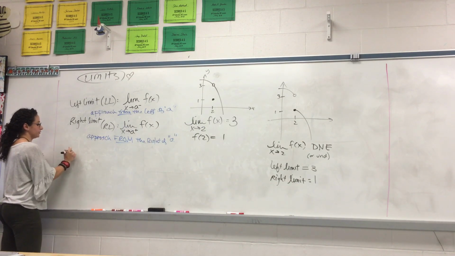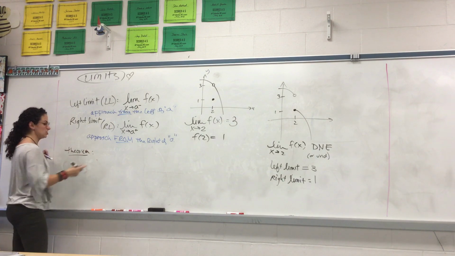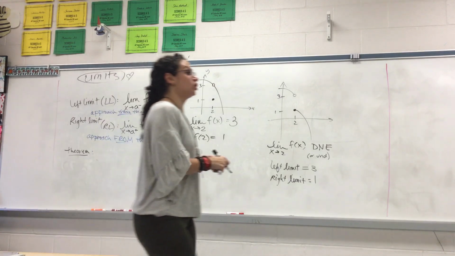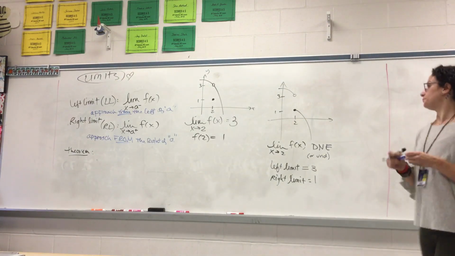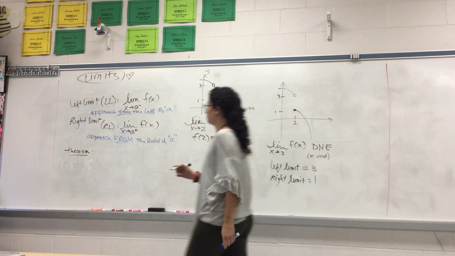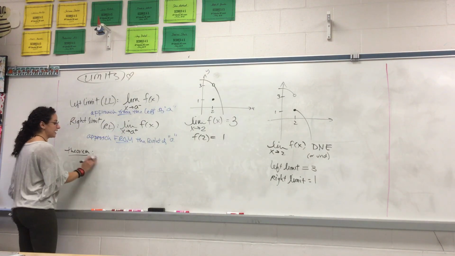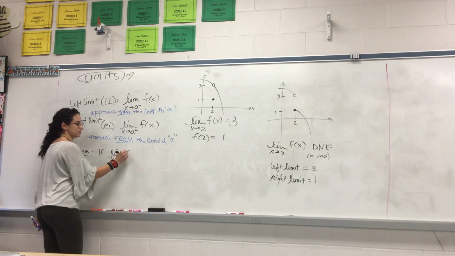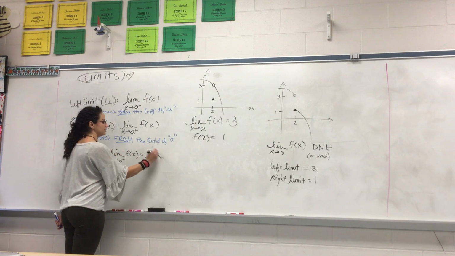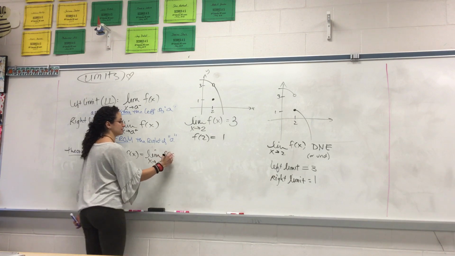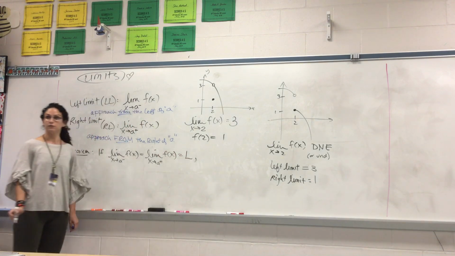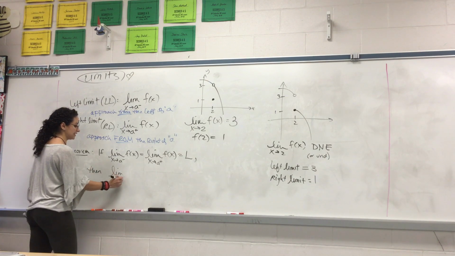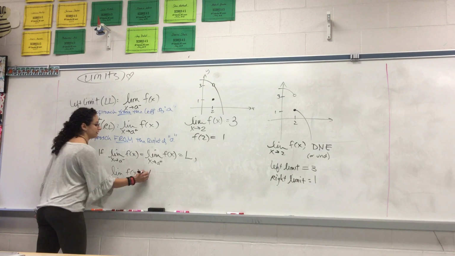Okay, and then we have a theorem. And we're gonna talk theorems and definitions and all that kind of good stuff here. And I want you to get used to that because if you take any college math classes, you're gonna get a lot of that. Okay, my theorem says that if the limit as x approaches A from the left of f of x equals the limit as x approaches A from the right of f of x equals L, then the limit as x approaches A of f of x equals L.